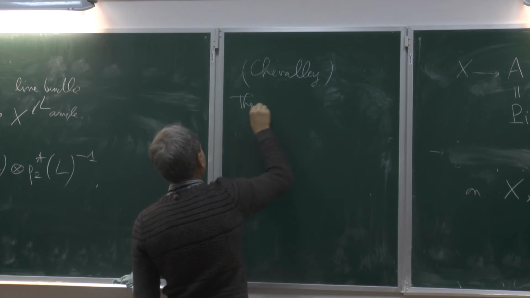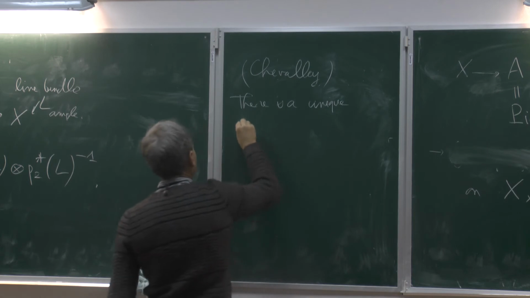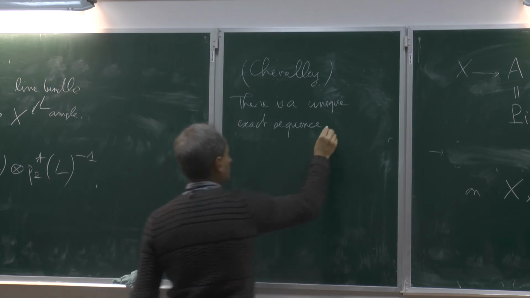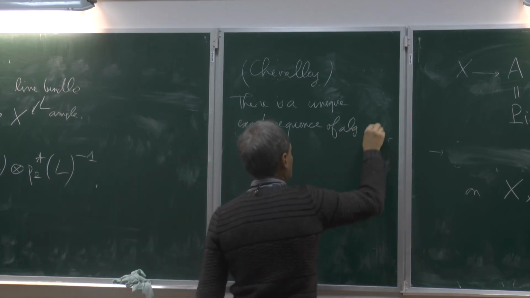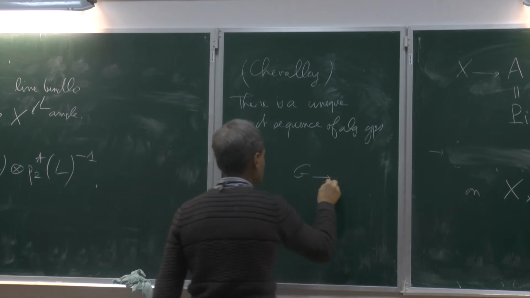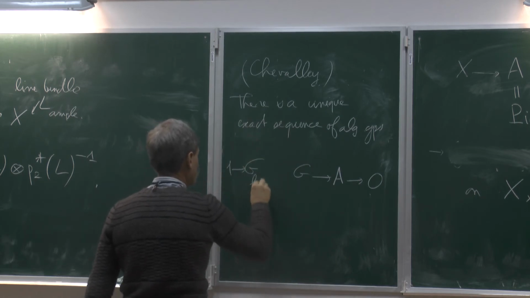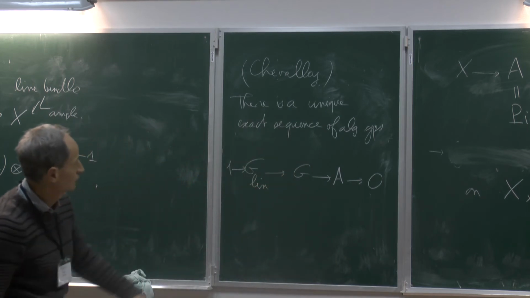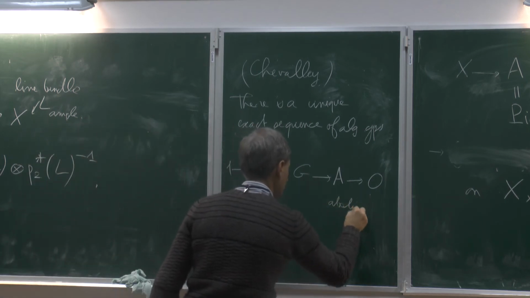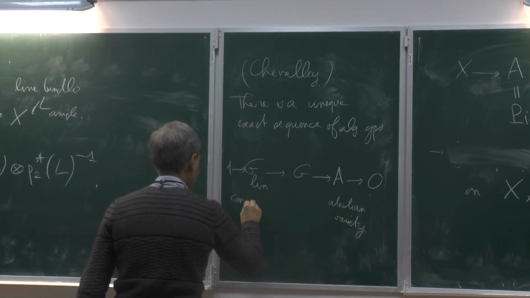So it's a unique exact sequence. G is in the middle. Here you get some abelian variety. And here you get some linear algebraic group. And the letters map the more or less obvious meaning. So this again is an abelian variety. And this is connected and linear.